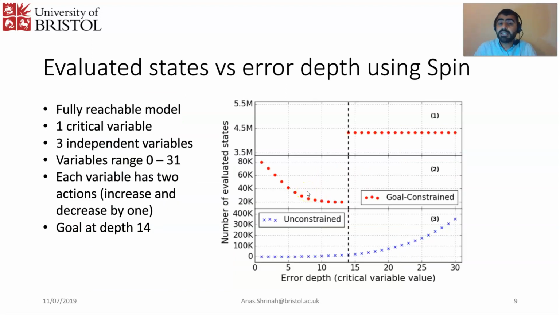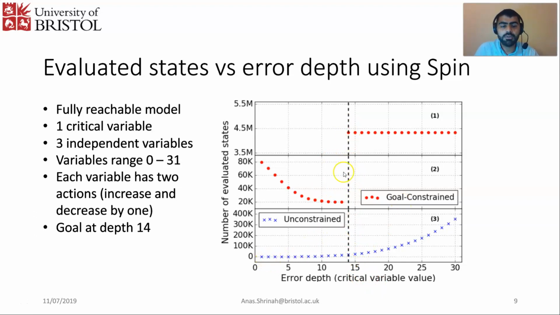To investigate the behavior of our domain, we have designed two experiments. The first experiment is to study the changes of the number of evaluated states against the error depths using the SPIN model checker. We have synthesized a fully reachable model, with one critical variable, three independent variables, and two actions, one to increase, one to decrease each variable by the value of 1. The goal is set at depth 14. Basically, when the critical variable value reaches 14, that's when the goal is achieved, and we vary the error depth.